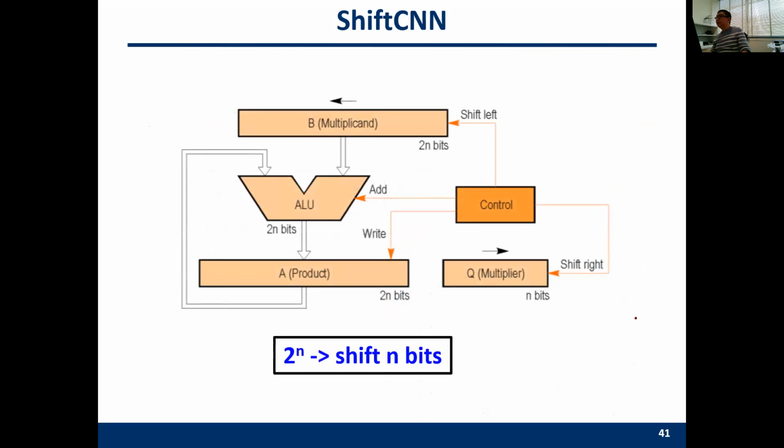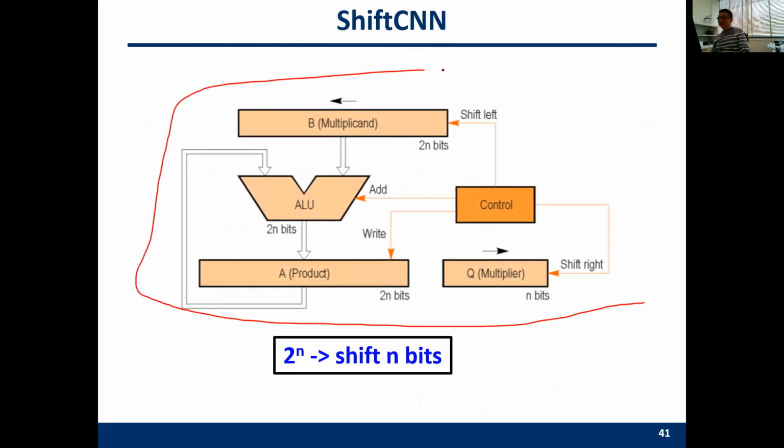But the hardware overhead of a multiplier compared to the hardware overhead of a shifter, the ratio between them is much larger than 1%. So this is the hardware for the shifter neural network. You only have a shifter and the addition here.